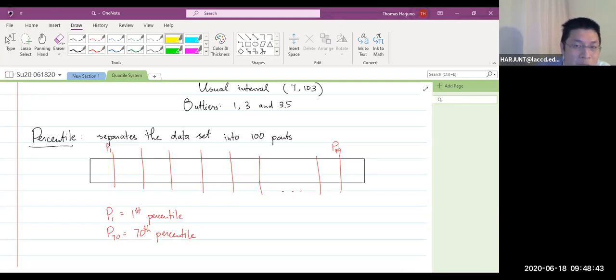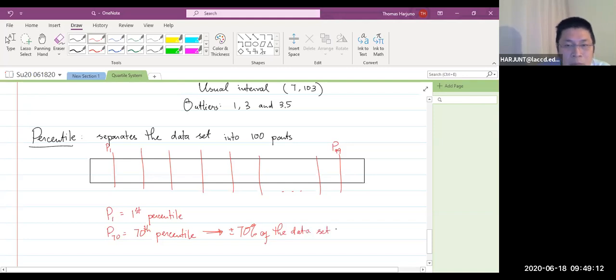Now, when we say I'm in the 99th percentile, it means approximately 99% of the population scores less than me, or at most equal to. So the 70th percentile means approximately 70% of the data is less than P70. Okay, that's what it means.